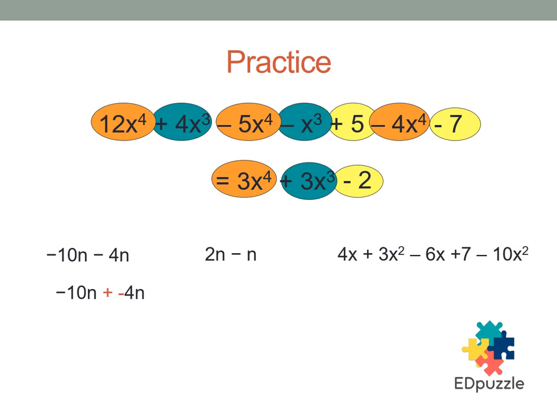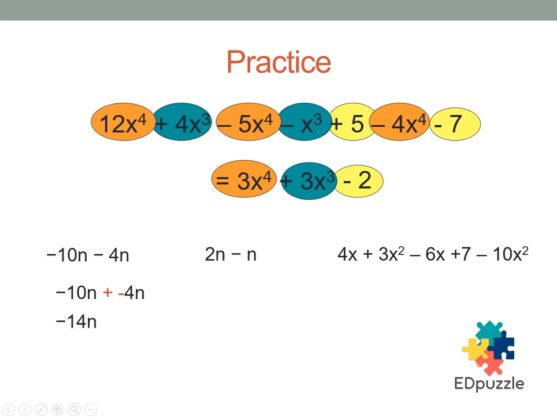All right, let's see how you did. So on this one, you should have had 10n. I'm going to change subtraction to addition, so it's plus negative 4n. And then I'll combine the coefficients. So I have negative 10n plus negative 4, and that would be negative 14n. Hope you got that right.